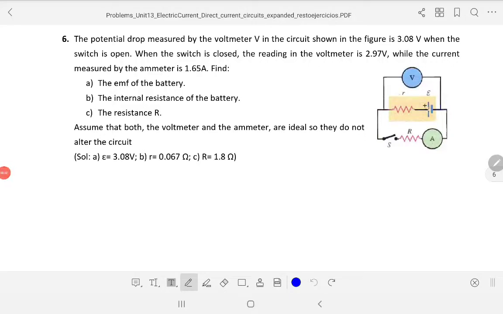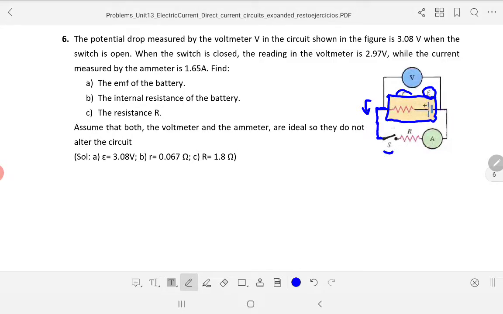In this video, we solve problem 6 of Unit 13. In this problem, we have a simple circuit provided by a real battery, which has its ideal part and also its resistor. This is the positive side of the battery, so the electric current is going to flow in this sense. We have it connected to a switch.